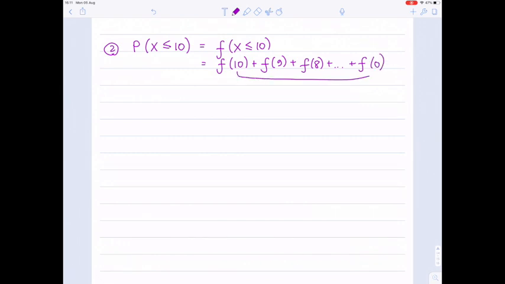And it's in fact going to be the probability, so let's just write this. We want the probability that our random variable is less than or equal to 10 is the probability that our random variable is equal to 10 plus the probability that it's equal to 9 plus the probability that it's equal to 8 all the way down to the probability that it's 0. Because each of these values of the random variable satisfy the criterion that they are less than or equal to 10.